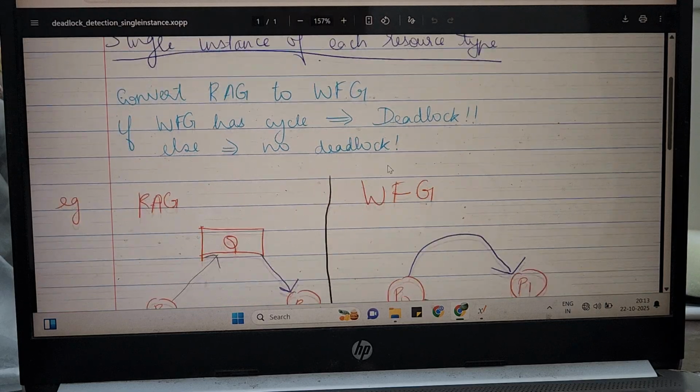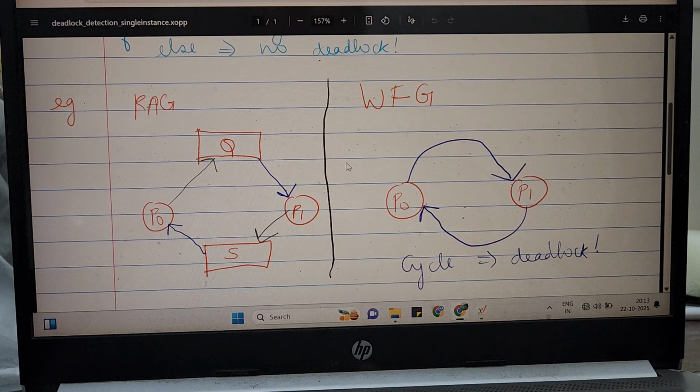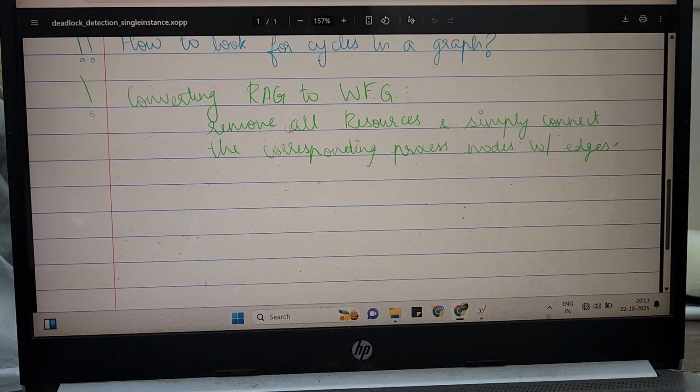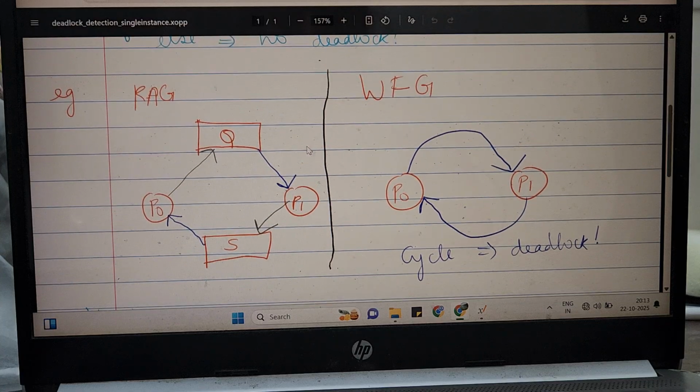Why so? What exactly is this WFG and how do you get that from the RAG? WFG stands for wait for graph, and how you obtain it is you simply remove all the resource nodes from the RAG and you extend the connections between the process nodes themselves. So converting a RAG to a WFG: remove all resources and simply connect the corresponding process nodes with edges. If you look at this resource allocation graph on the left side, if you are familiar with the last few topics we discussed, you will know this is the example we've been working with for quite a while now.